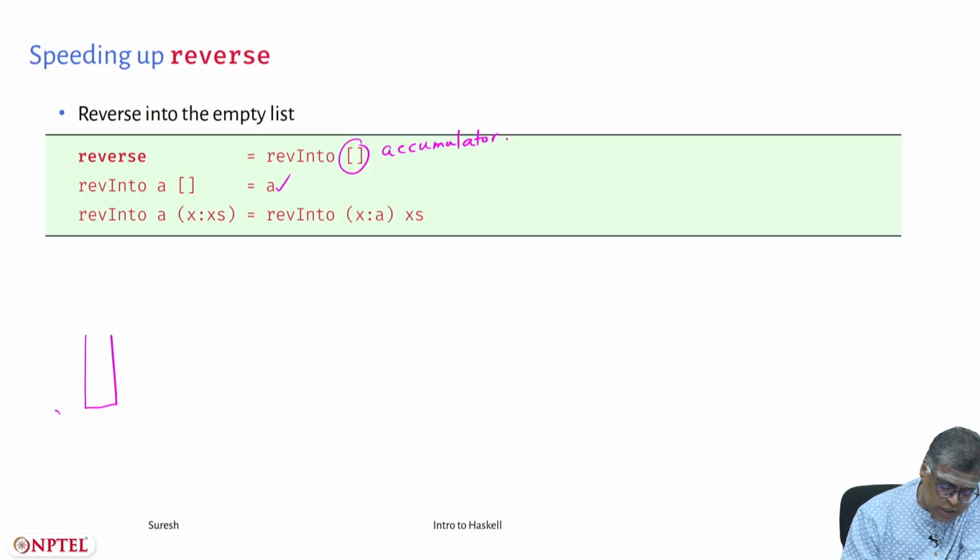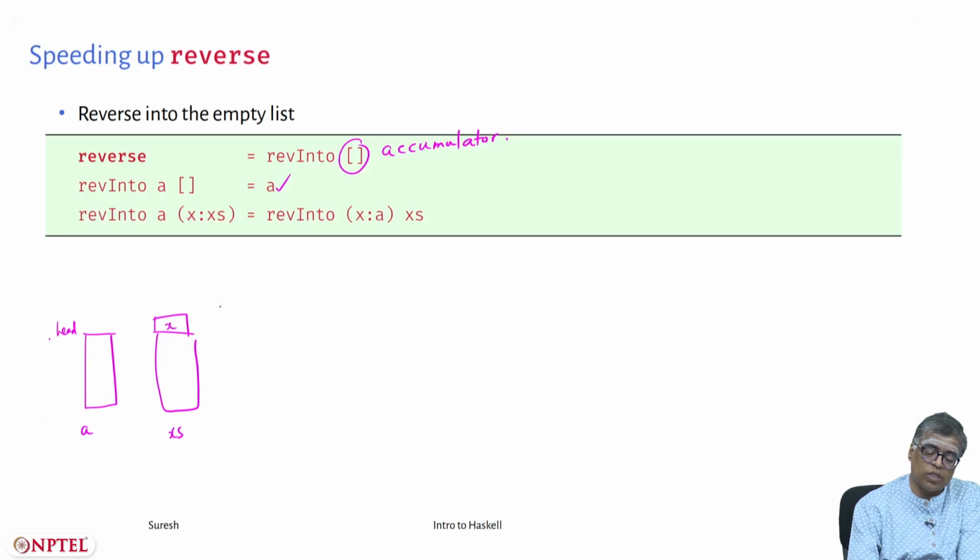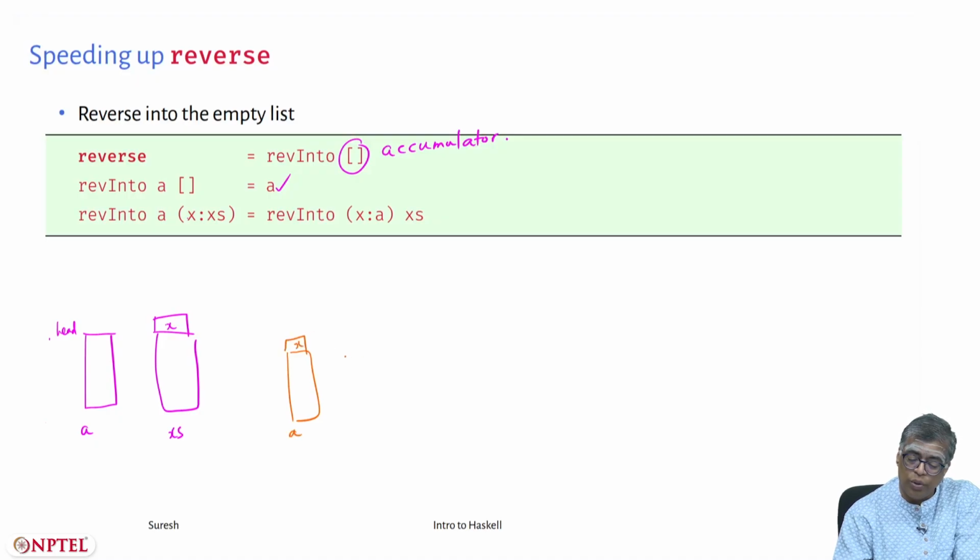So, if you imagine A is this, and this is the head, and you have a list xs. This is A. You have xs, and you have x here. So, this whole thing is transformed into this: you transfer the x from the head of this list to the head of that list.